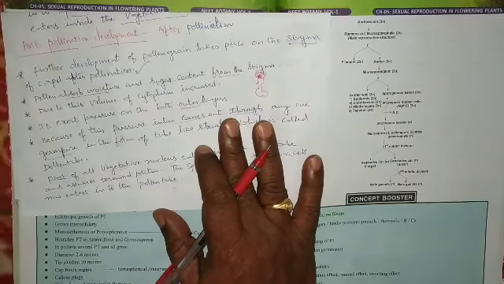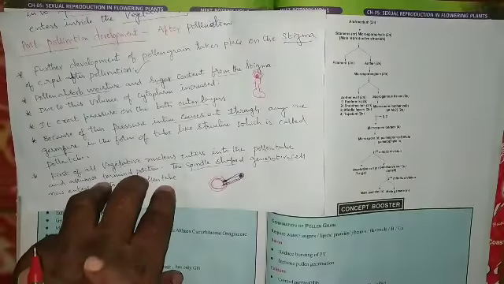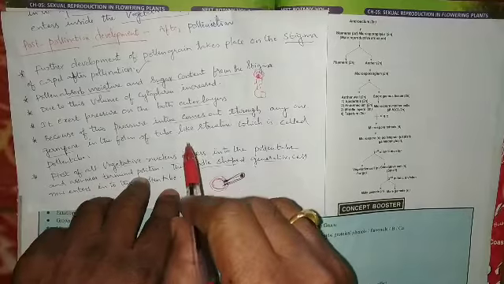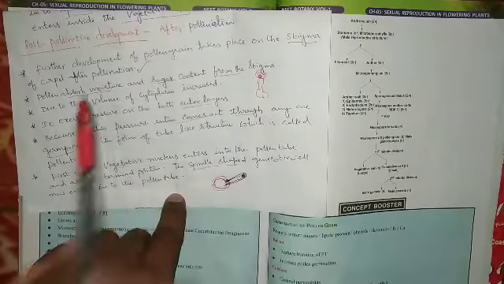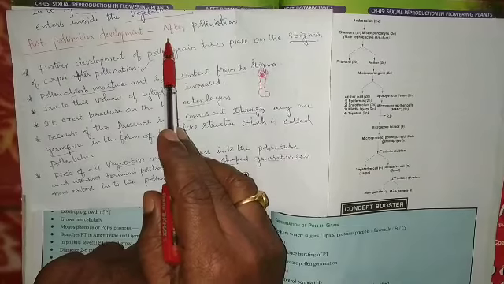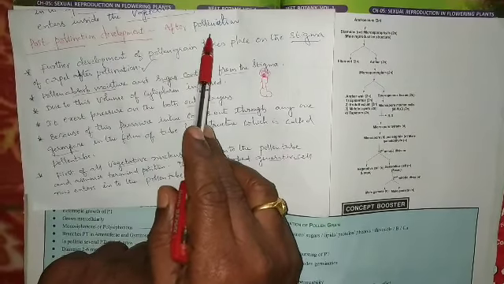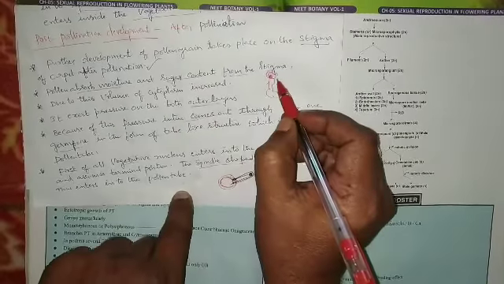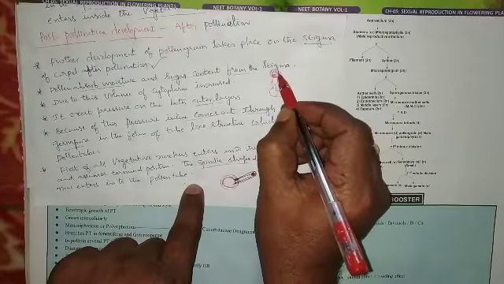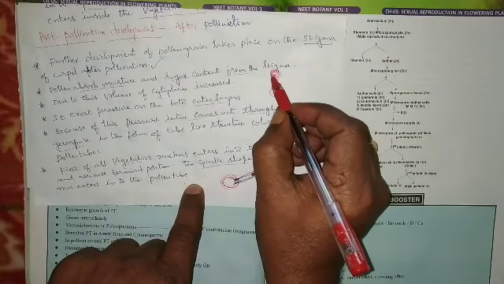Post-pollination development means what happens in the pollen grain or microspore after the pollination. So in pollination what happened? The pollen grain moves from one flower to the stigma of the other flower. Then the pollen grain gets shelter on the stigma.